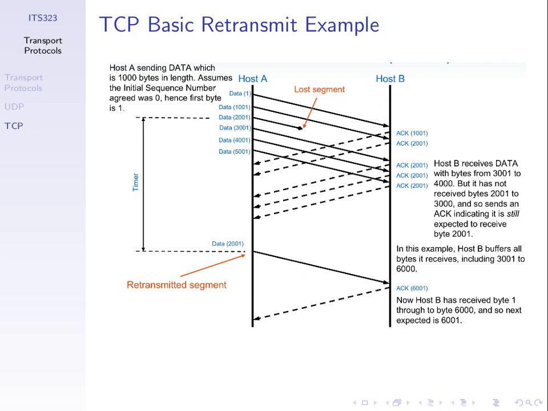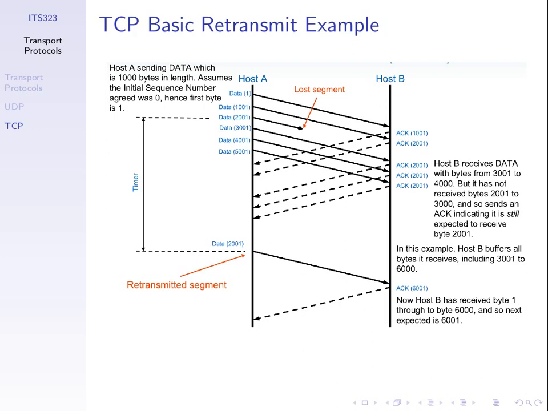Those segments take time to get to the destination. Remember, between A and B is the internet. So the time to get there may vary. So instead of waiting for an ACK to come back before we send the second segment, in TCP we're allowed to send multiple segments and then we wait for an ACK.